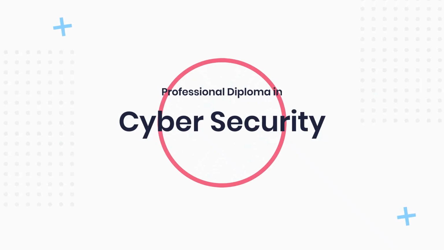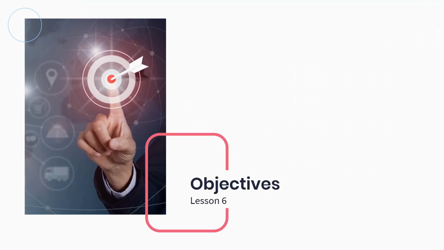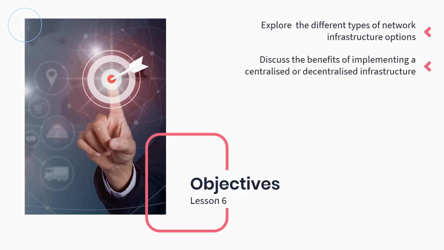So here we are in lesson 6 of the cybersecurity course. In this lesson, we'll be looking at the different types of network infrastructures available for businesses. We're going to explore the different infrastructure options and how they can be applied to an enterprise network. In doing this, we'll discuss the benefits of implementing a centralized or decentralized infrastructure.